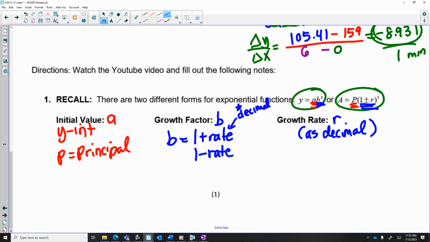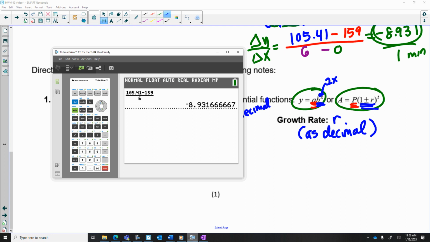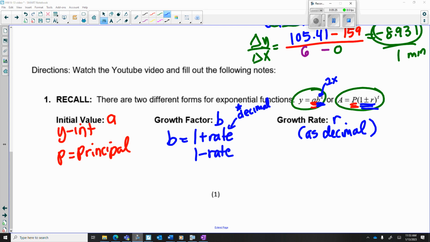If it's usually one time a year, then there's a 1 in the front of the x, so that would be considered annual. Okay, so now let's move on to the next part.